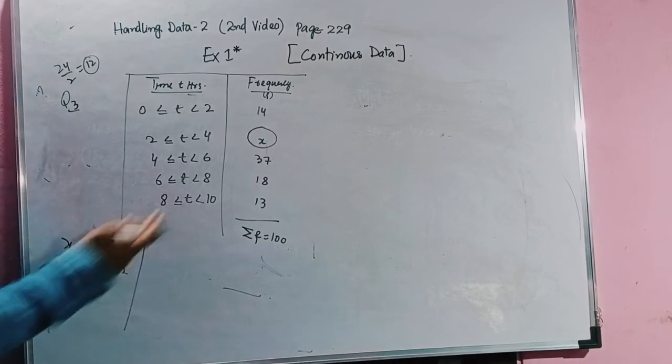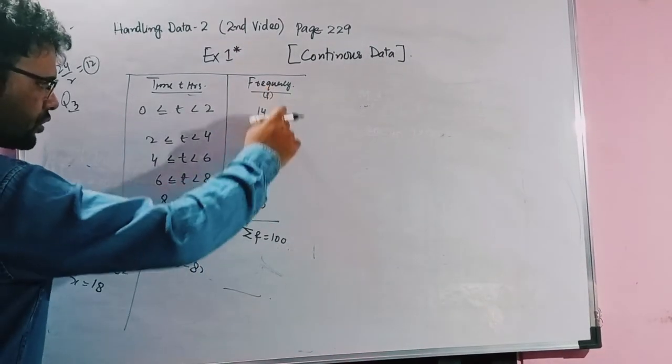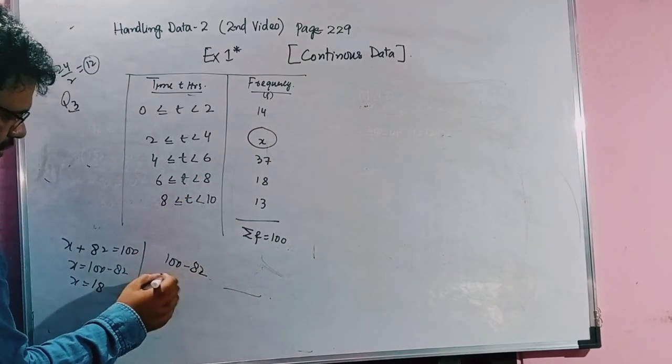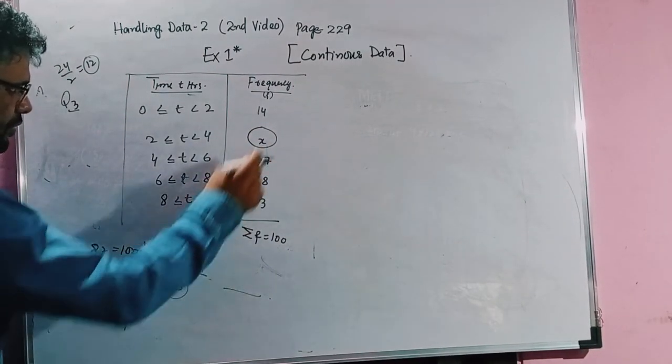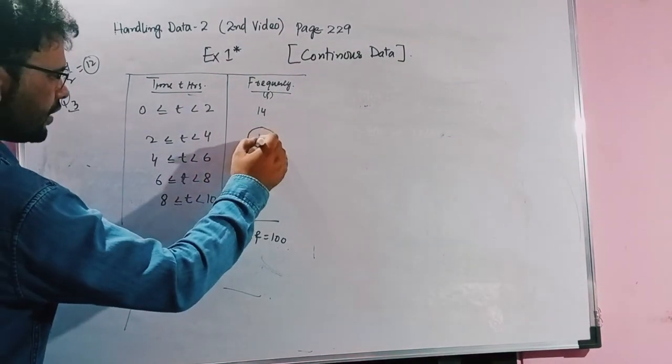Or simply 100 minus 82, because the total of all these values is 82 and this one is missing. So 100 minus 82 is 18. So 18 is the answer for this missing frequency. So we can write 18 here.